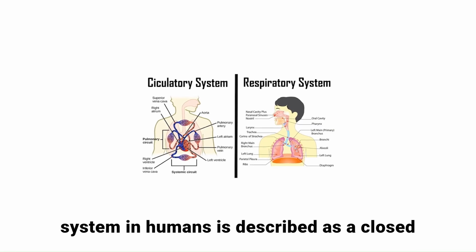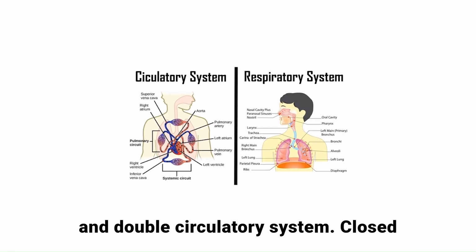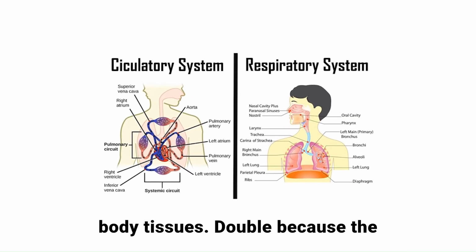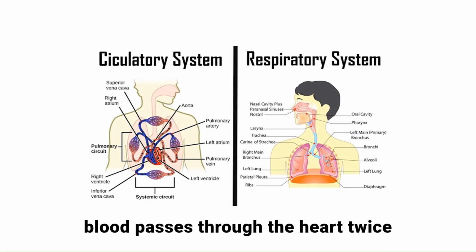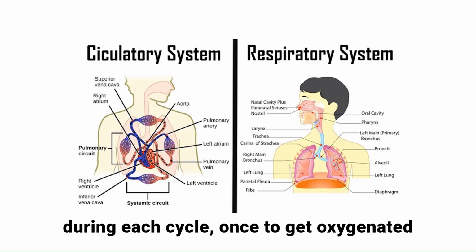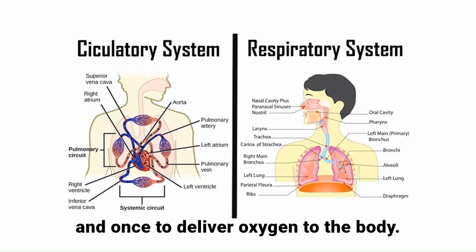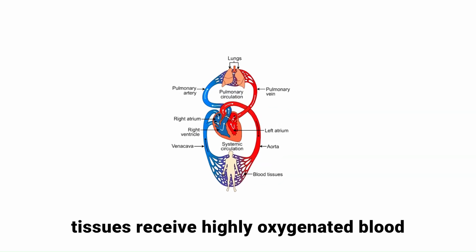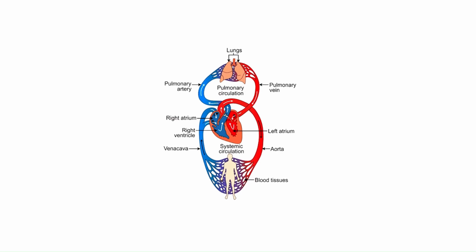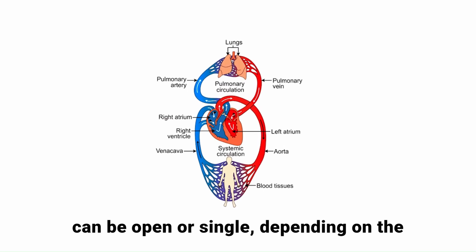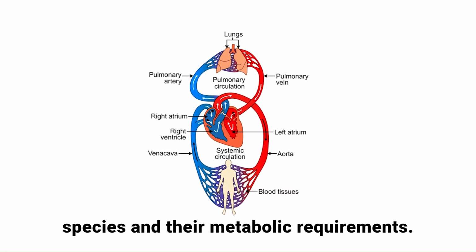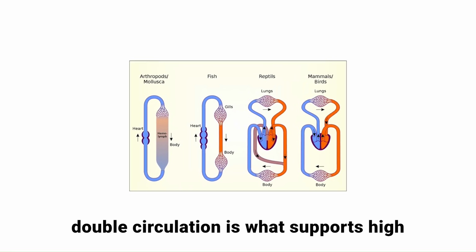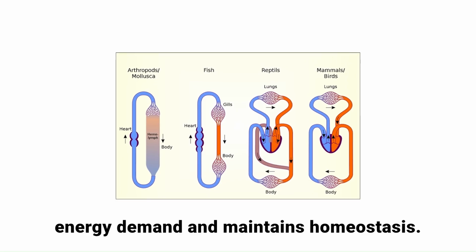The circulatory system in humans is described as a closed and double circulatory system. Closed because the blood flows within vessels and does not come in direct contact with body tissues. Double because the blood passes through the heart twice during each cycle, once to get oxygenated and once to deliver oxygen to the body. This efficient circulation ensures that tissues receive highly oxygenated blood and waste products are quickly removed. In some animals, the circulatory system can be open or single, depending on the species and their metabolic requirements. But in humans and other mammals, the double circulation is what supports high energy demand and maintains homeostasis.